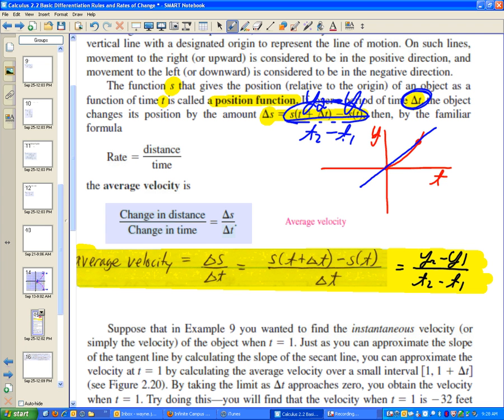T for time. S, for some reason, S stands for position. Kind of like M stands for slope, and I don't know why. S stands for position, and I don't know why. I know there's a reason, I just don't know what the reason is. It could, yeah, it could be. Okay, you with me?